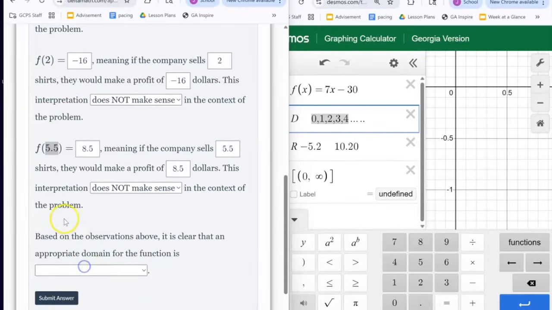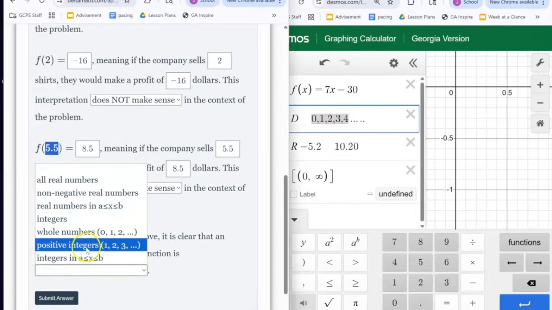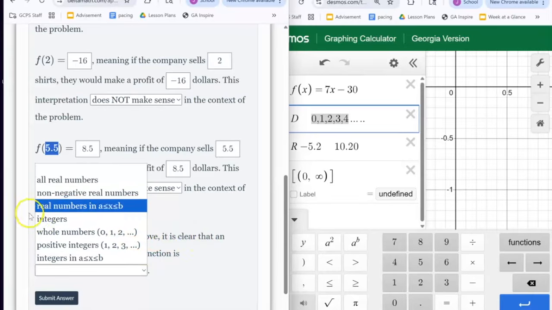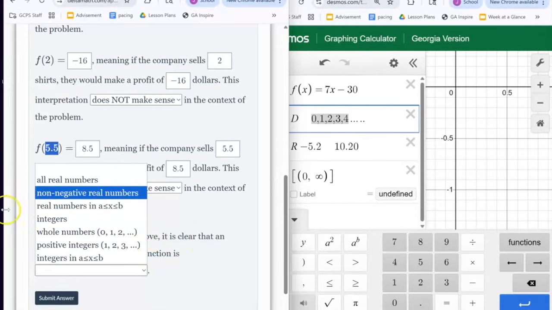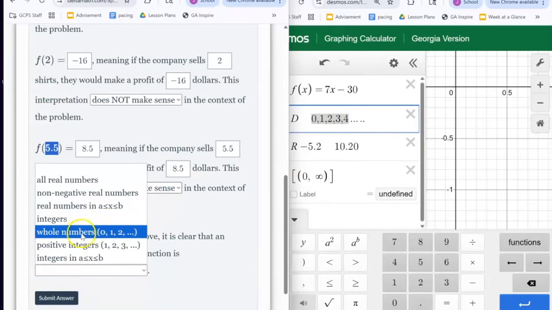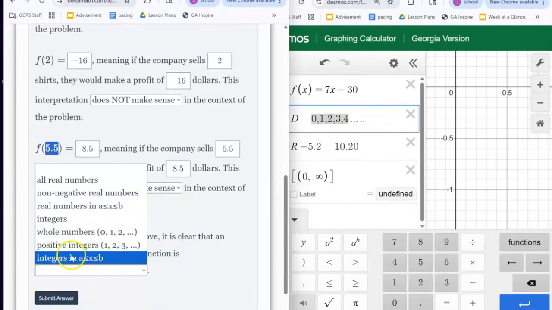Integers. Integers is talking about, see where it says positive integers, 1, 2, 3, 4, 5, 6, 7, 8. Integers also includes a negative side. So -1, -2, -3, -4. Since we already know we can't have any negatives there, it's not integers. Whole numbers. What are whole numbers? 0, 1, 2, 3, 4, 5. And you can see that's what I have written down. So that's the answer, but I just want to finish explaining these.